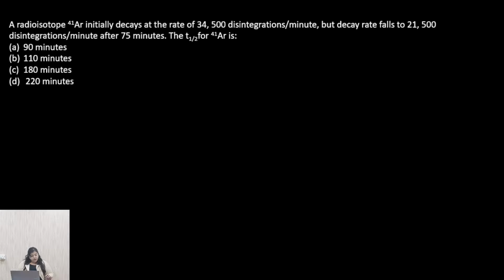It says a radioisotope of argon initially decays at this rate, but the decay falls to 21,500 disintegrations per minute after 75 minutes. What is the T half for the reaction? So here we are given the activities of the radioactivity, initially and finally. We have to find the T half value. Radioactivity, as we know, follows first order kinetics.